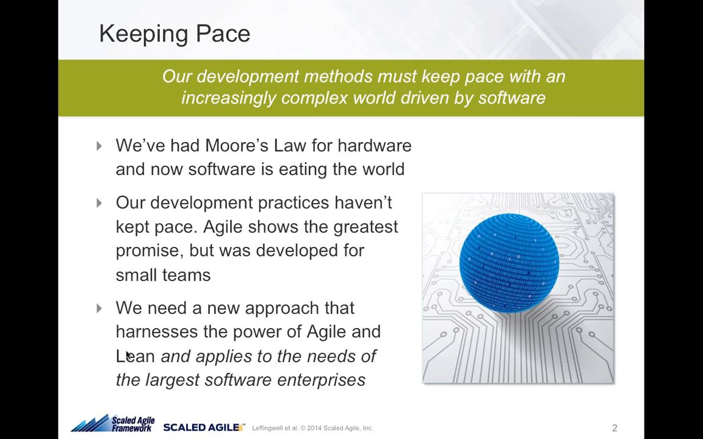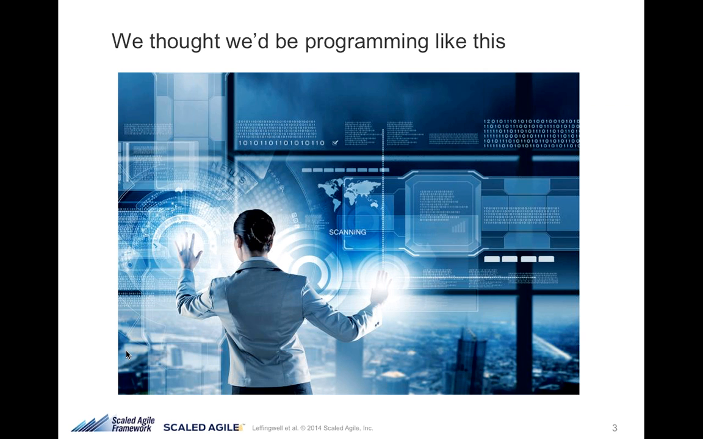But our development practices haven't kept pace because we have bigger and better imaginations and bigger and better machines. Agile, which shows the greatest promise for improvement, was developed for small teams. And my goal over the last 6 or 8 years has been to take the benefits of agility to the larger enterprise. We think those folks need the opportunity to experience the power and the empowerment of Agile as well. So that's what we're going to do here, is describe how it is that we thought we'd do this.